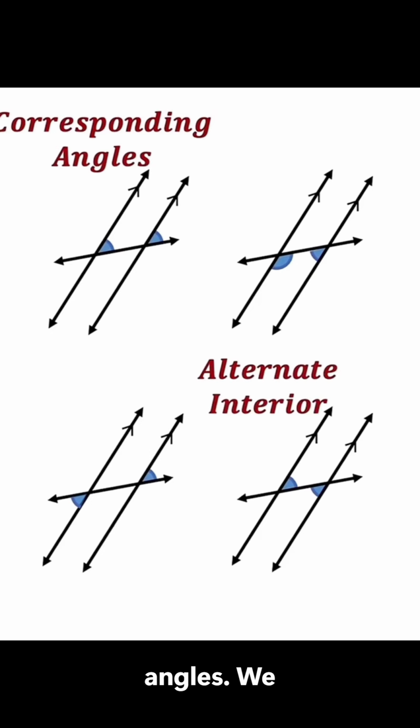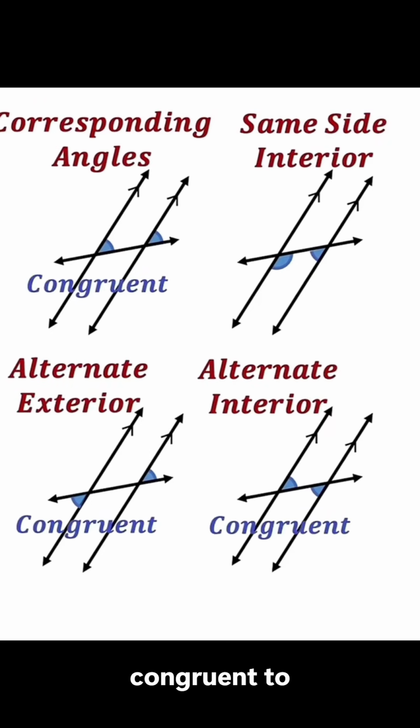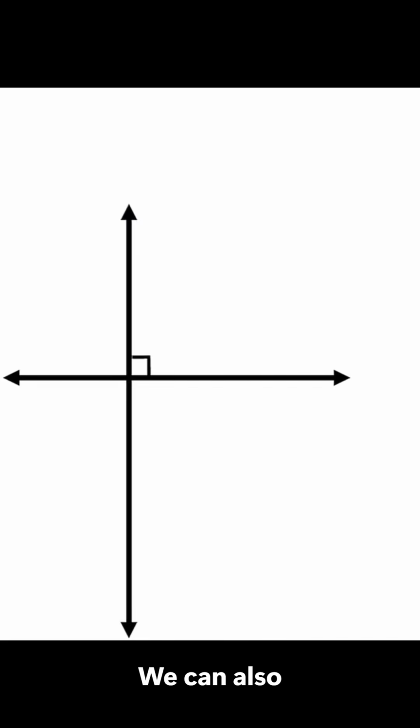Right now, let's look at parallel lines. Let's toss a line through them. Let's call this the transversal. This makes a whole bunch of angles, and we can name and study these angles. We have corresponding angles, alternate interior angles, alternate exterior angles, and same side interior angles. Some of these are congruent to each other, and some of these add up to 180 degrees, or in other words, supplementary. We can also look at perpendicular lines, which form right angles with their intersecting line.